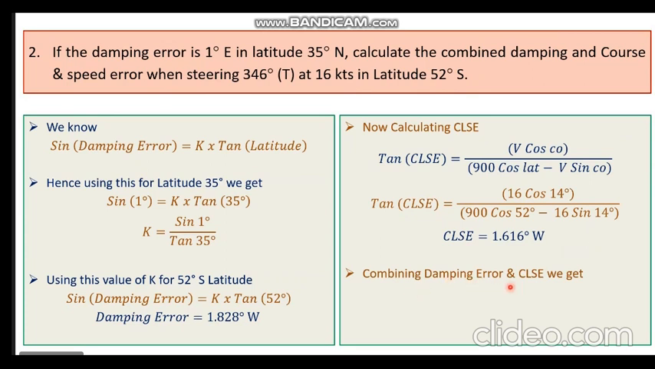Combining both these errors together, since they are both of the same names, we add them together and get the complete or total gyro error as 1.828 degrees plus 1.616 degrees. The answer comes to 3.444 degrees and the direction remains west or high. Any doubts, beta, please let me know.